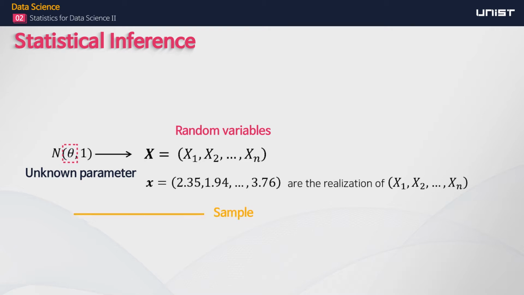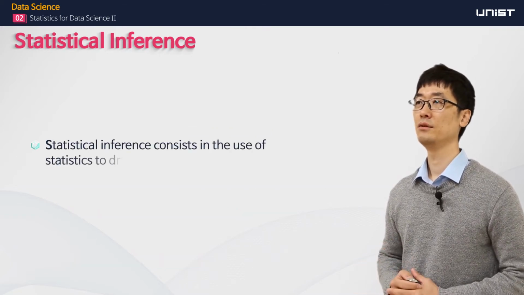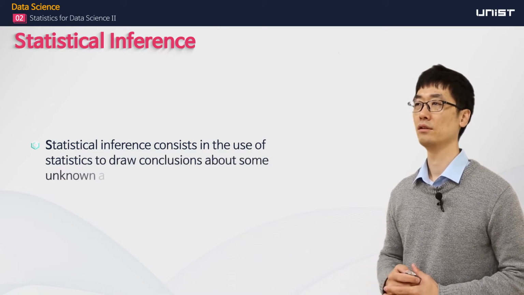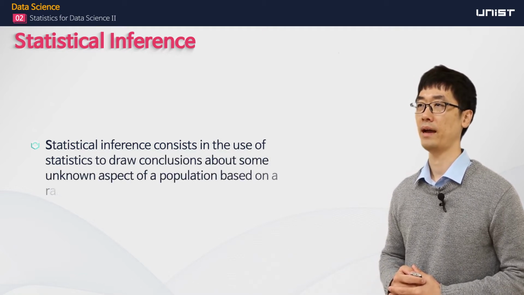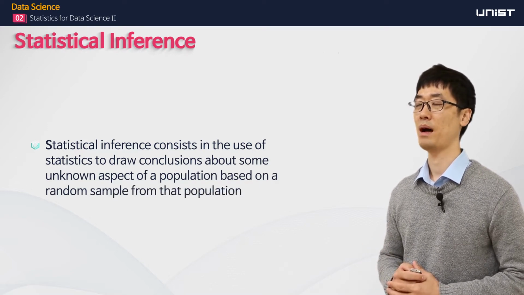A realization has been observed, some numbers, and we want to infer some property of the unknown distribution F from observations. In this example, the unknown is theta. This is called statistical inference. Statistical inference consists in the use of statistics to draw conclusions about some unknown aspect of a population based on a random sample from that population.